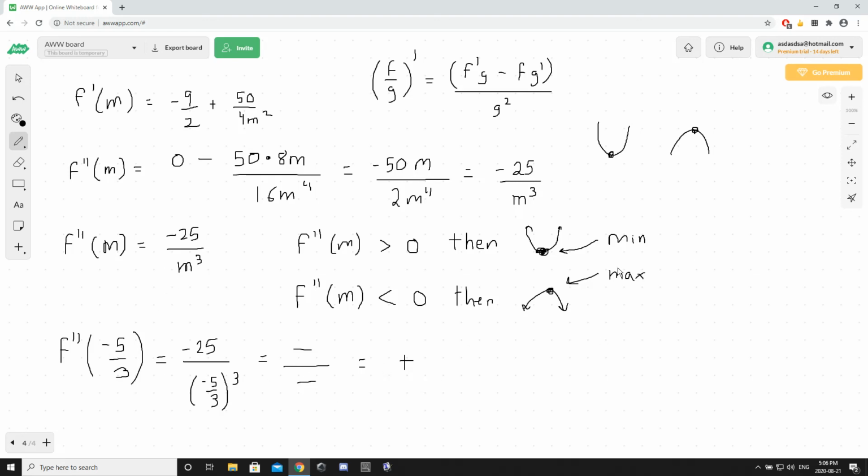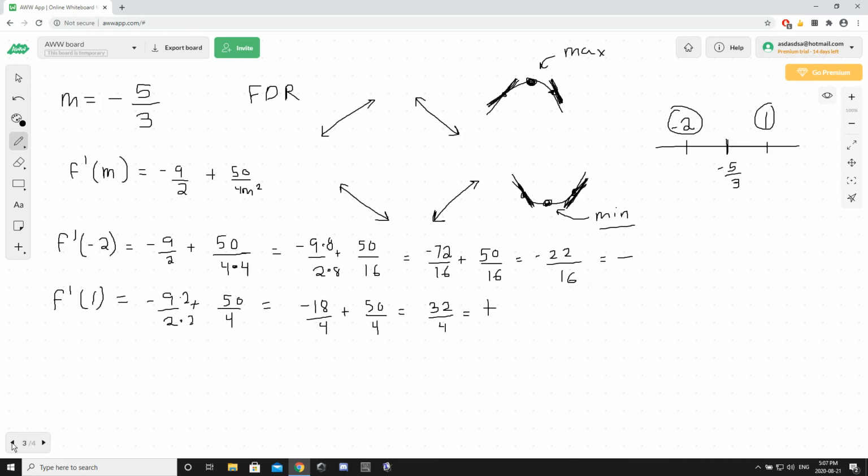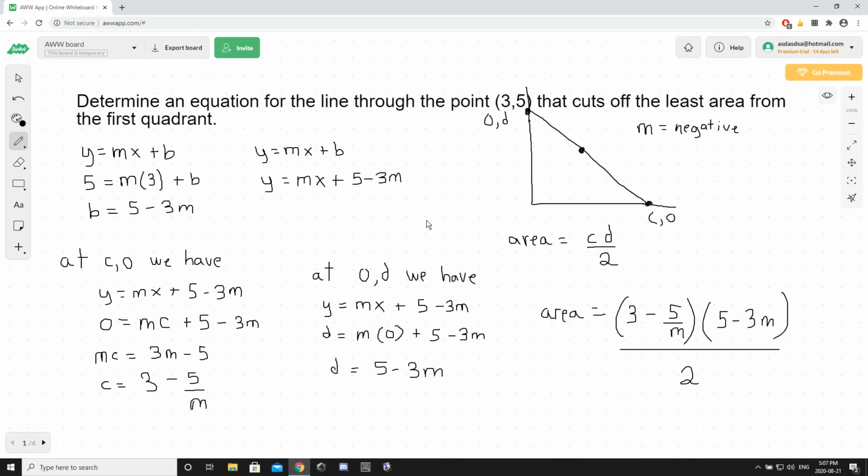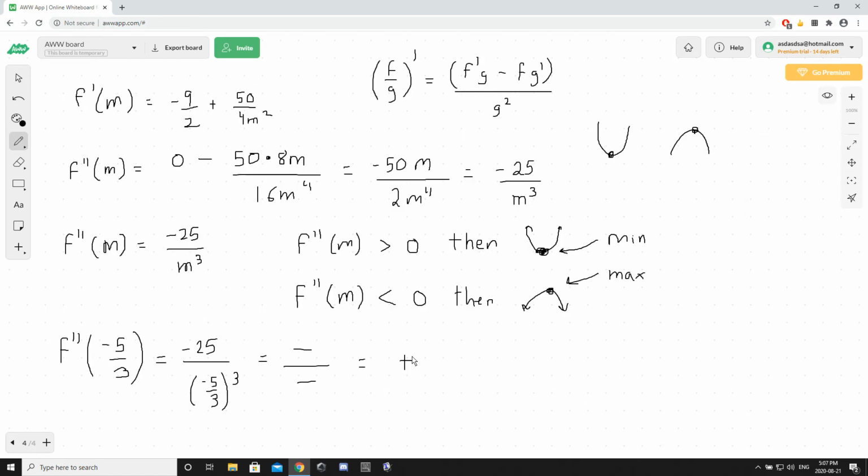So yes, -5/3 is in fact a minimum. We figured it out and proved it using the first derivative method and the second derivative method. Now, we're not quite done yet. Now that we have the slope, we're happy. This is where things get really, really simple. We're literally 30 seconds away from finishing this. Remember back here, we had the point 3, 5. And now we have the slope of the line, which is -5/3. Well, things just got really simple.